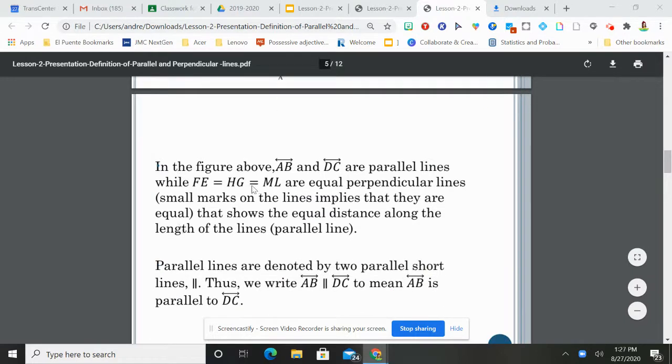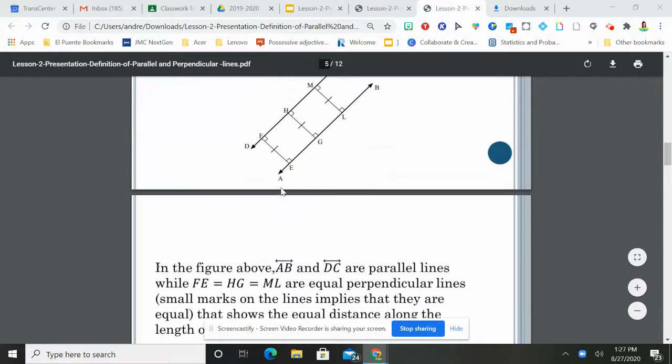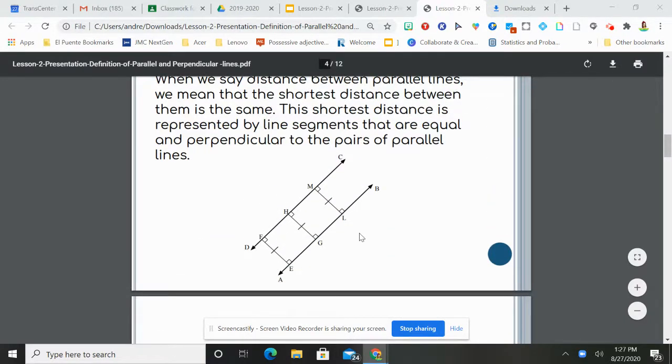So in the figure above, AB and DC are parallel lines, while FE, HG, and ML are equal perpendicular lines. So ML, HG, and FE are going to be perpendicular to CD and AB. Because they're perpendicular, they form right angles. So these three lines are the same. That's what the little sign says there.